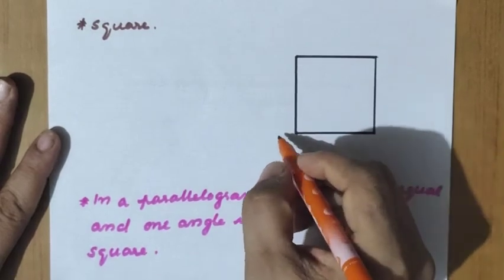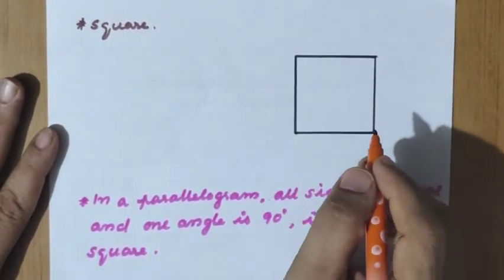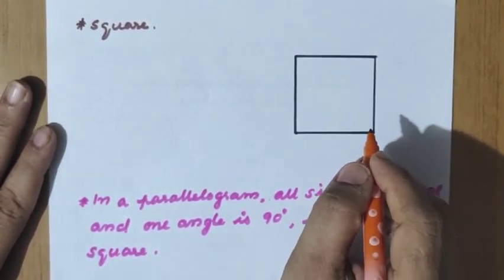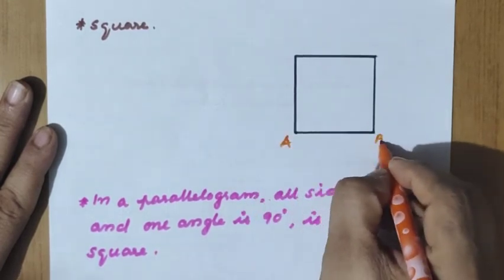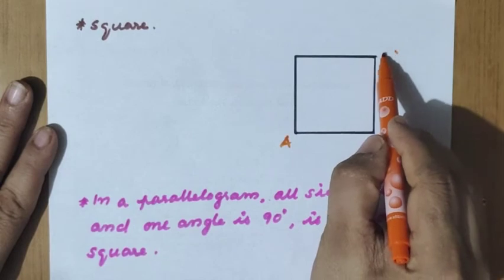Next is a square. Commonly you know that very well, all four sides are equal and all four angles are 90 degrees. So the definition says that in a parallelogram all the sides are equal.